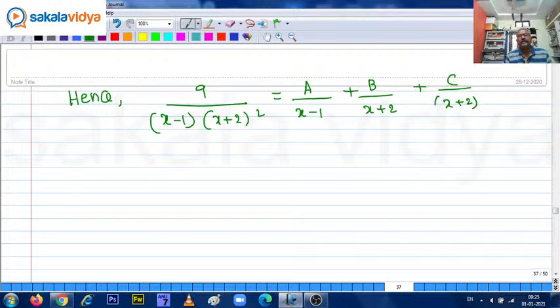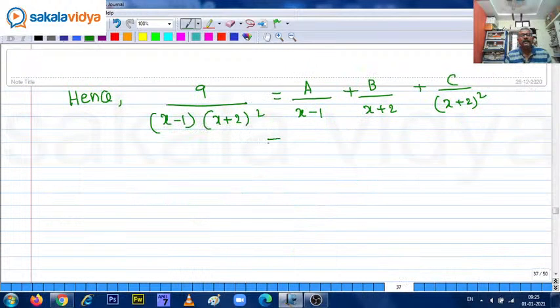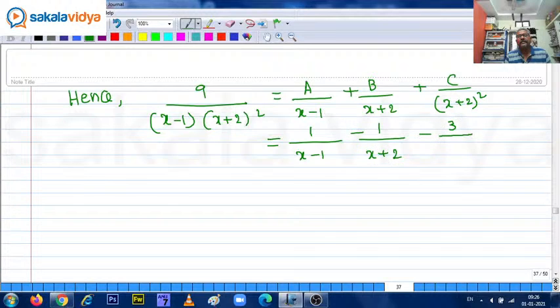We need to substitute the respective a, b, c values. So let us check. The a value is 1, the b value is negative 1, the c value is negative 3. So that means 1 upon x minus 1 minus 1 upon x plus 2, minus 3 upon x plus 2 whole square. So these are the partial fractions. In this way, we can find the partial fractions.